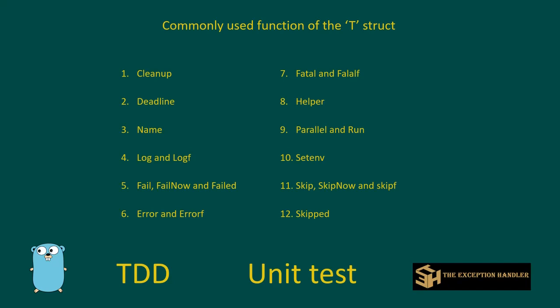So the third function in the list is the name function. We have already seen this function in action in the cleanup function code that we were discussing. So the name function is basically just returning the name of the test case that it is executing currently. So that's just the brief about the name function. Now let's move to the log and the logf function. So log and logf functions are basically adding some logs to your test case, and these will be printed on the console if you have used the verbose flag or in case there is an error in your test case. So let's see this in the code.